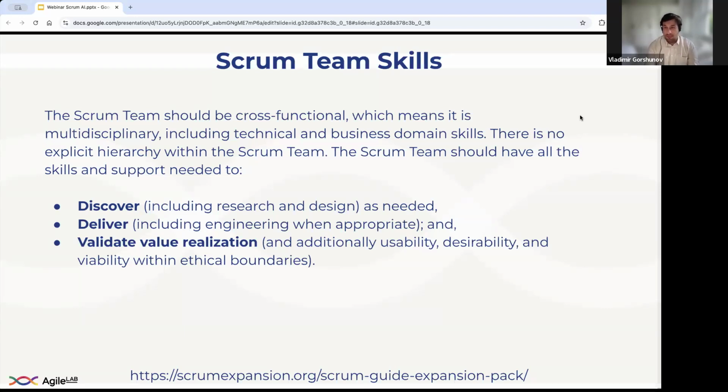So ultimately what it means is we are extending the flow, right? There is a particular flow that the Scrum team owns, but we're extending it. We're incorporating the discovery funnel and the delivery pipe, but also adding a longer feedback loop to get the validation of value. And there are some other instruments in the extension that help us validate value realization.